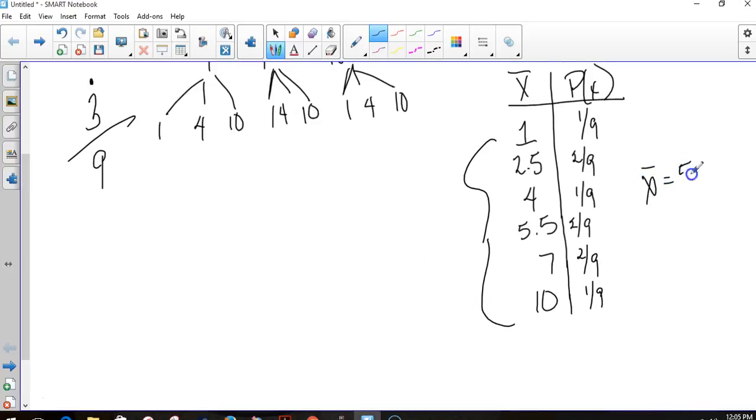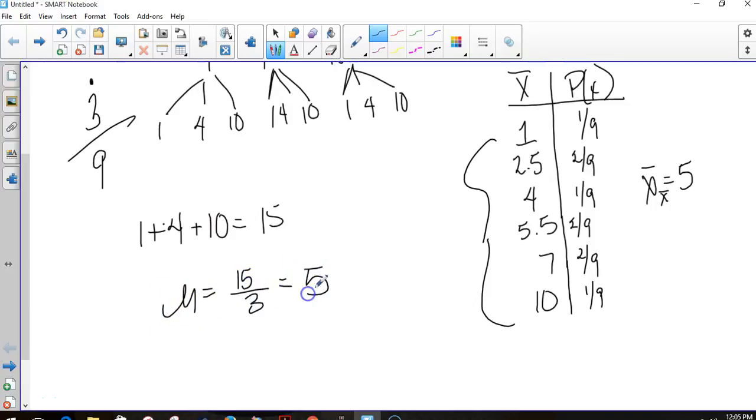So the mean of this table, the mean of the means, I don't know how I would write that, is a 5, which is not terribly surprising, right? Because 1 plus 4 plus 10 is 15. And the mean of that population is 15 divided by 3, which, lo and behold, is a 5. So what does this mean? It means that the means are unbiased estimators, which we already knew from the PowerPoint.